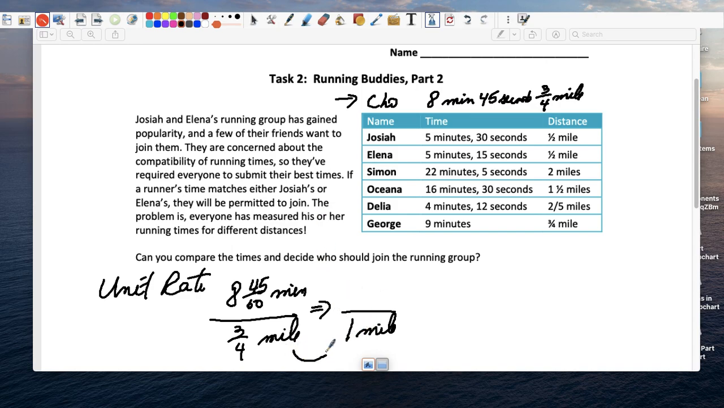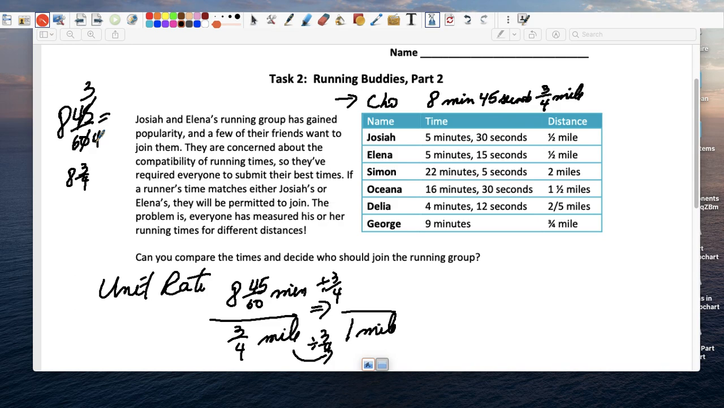Well, now we can divide this by 3/4, and divide the top by 3/4. Isn't that how we find constant proportionality? So 8 and 45 over 60 is the same thing as 8 and 3/4. So again, 45 over 60, if you divide by 15, this is 3, and that is 4. So 8 and 45 seconds over 60 is the same thing as 8 and 3/4. So in my calculator, I'm going to put 8 and 3/4.